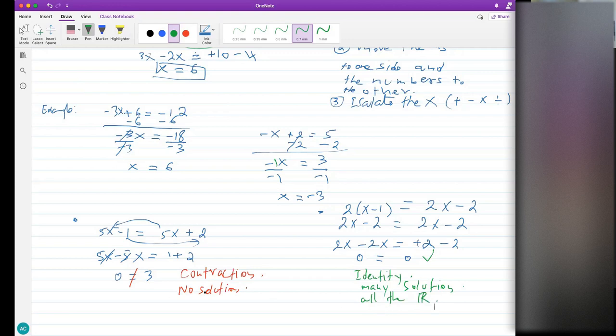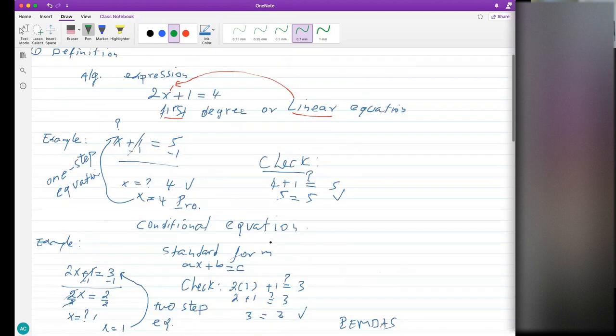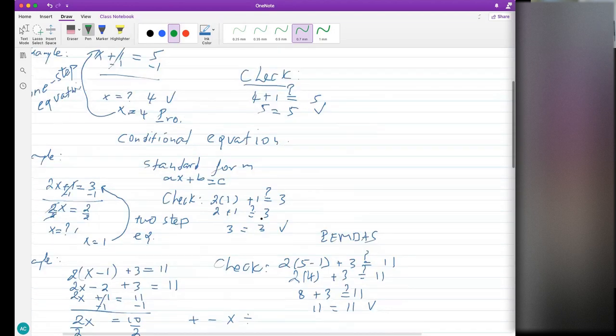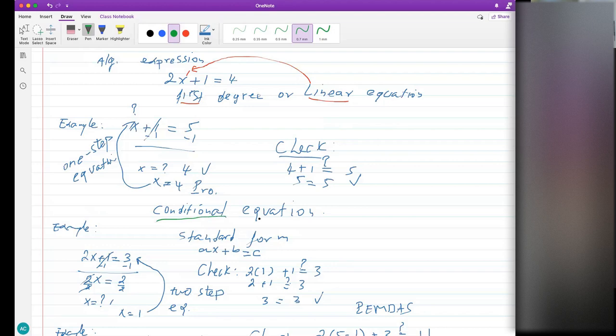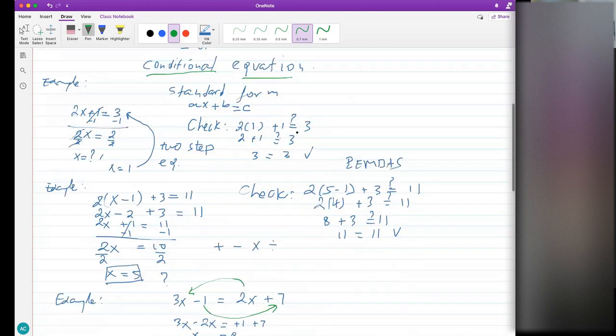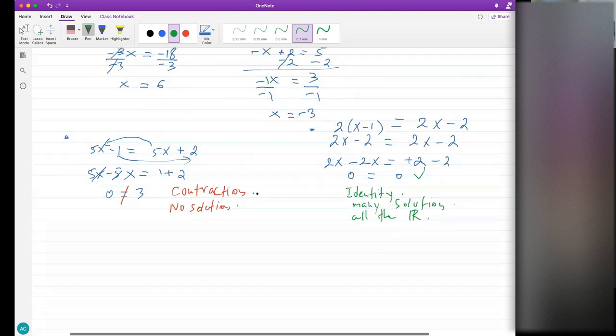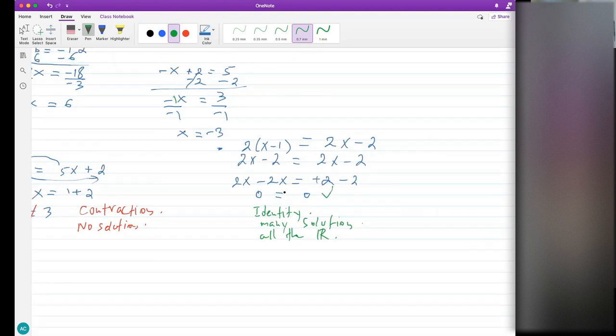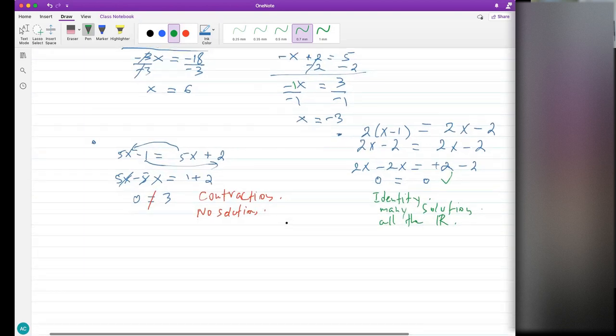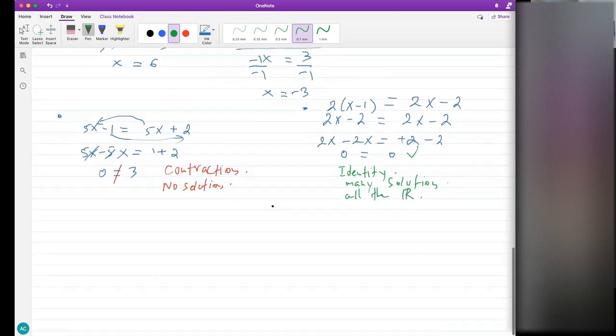Okay, so remember that. So the first type was all these we've seen before when you have one solution. Those are called conditional equations. If you end up with a contradiction, just say no solution. And if you end up with an identity like this, with the x gone, that's when you say it's an identity, it has many solutions, basically all the real numbers. Okay, keep that in mind. So 3 types of equations.